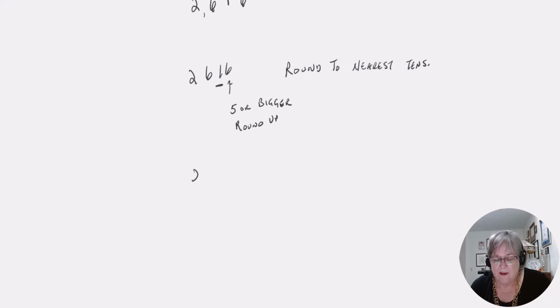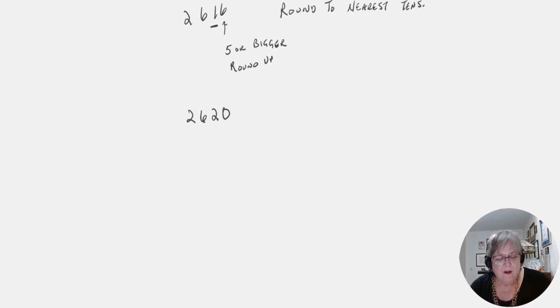Okay, now what does that look like? The 2 and the 6 in the front are undisturbed. We're going to round the 1 up, that makes it a 2, and then the 6 gets replaced with a 0. Anything after the rounding up and rounding down location gets replaced with a 0.